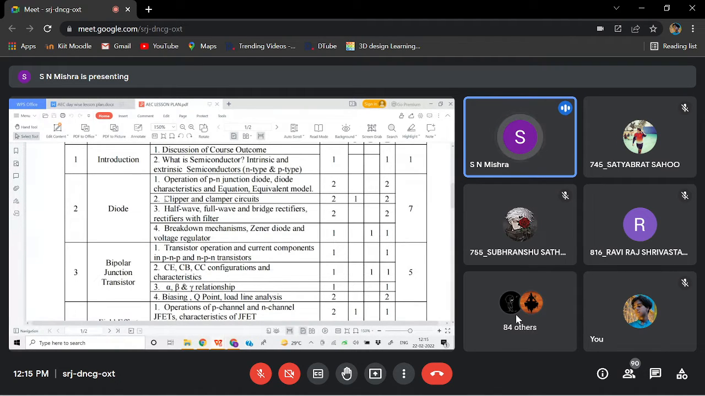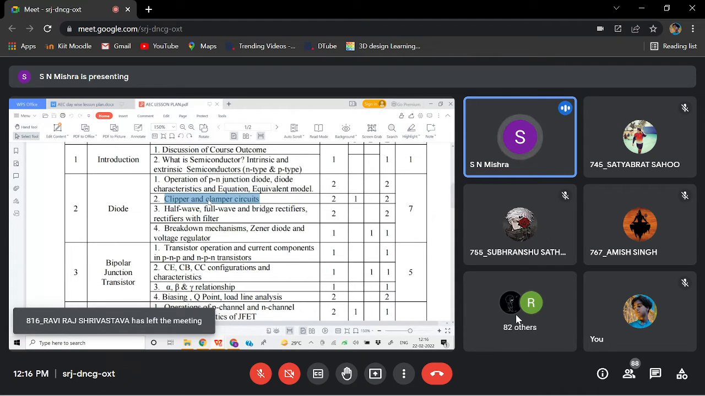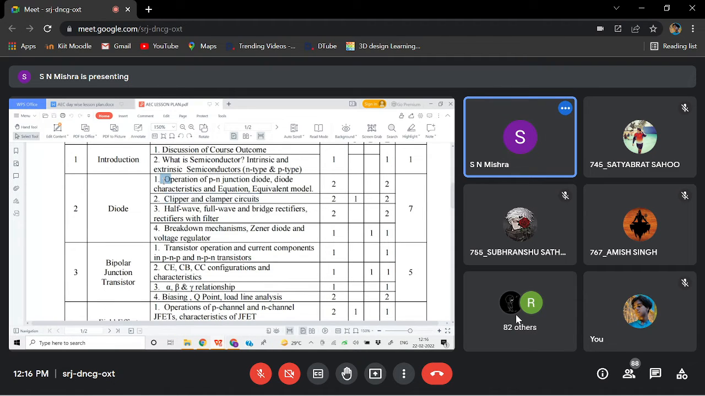Then another application of these diodes is clipper and clamper. Basically, we require KCL and KVL knowledge to solve the clipper and clamper. One circuit will be given and input will be given. You have to analyze the circuit, apply KCL and KVL, and find what the output is. Okay, so that completes your whole diode topic with application.